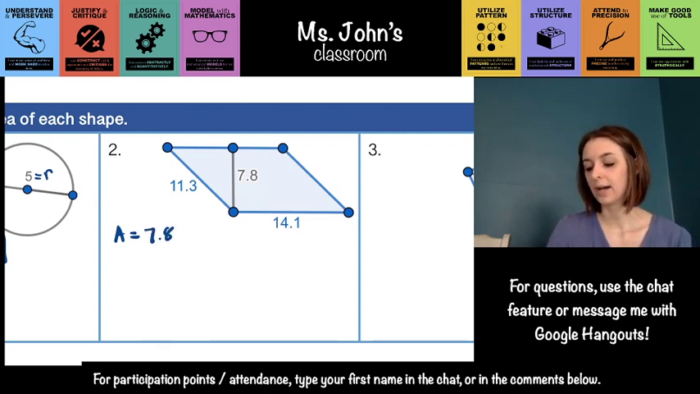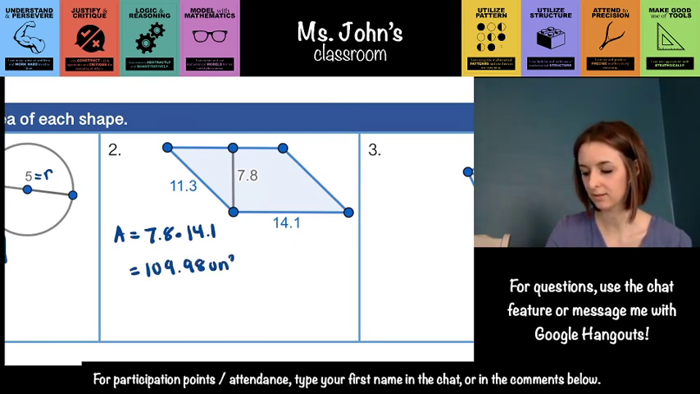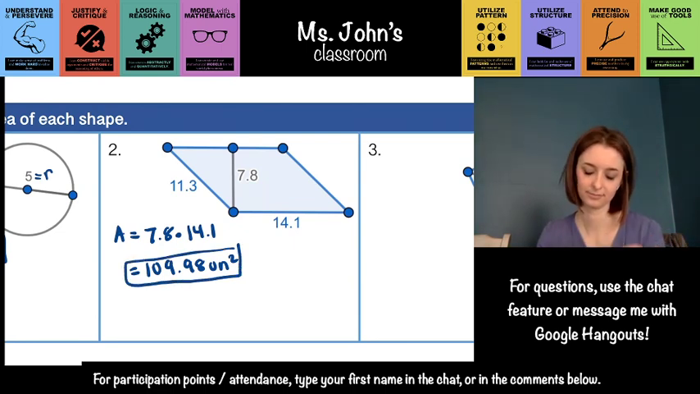So the height is 7.8 and the base is 14.1. The formula for a parallelogram is just base times height. So we're just multiplying those two numbers together, and that gives me 109.98 units squared. Yep.